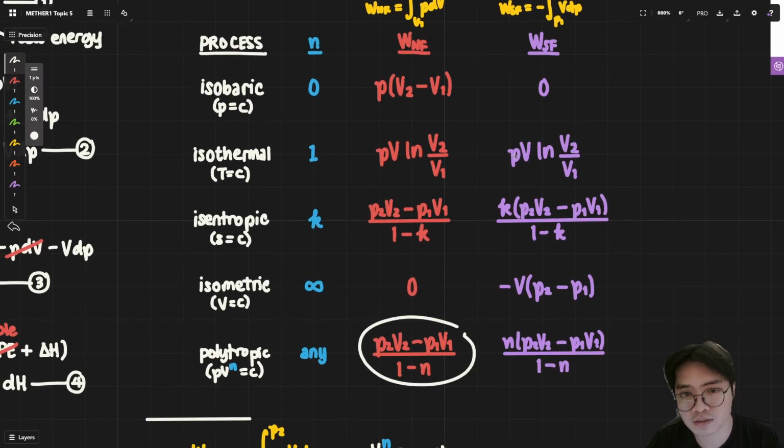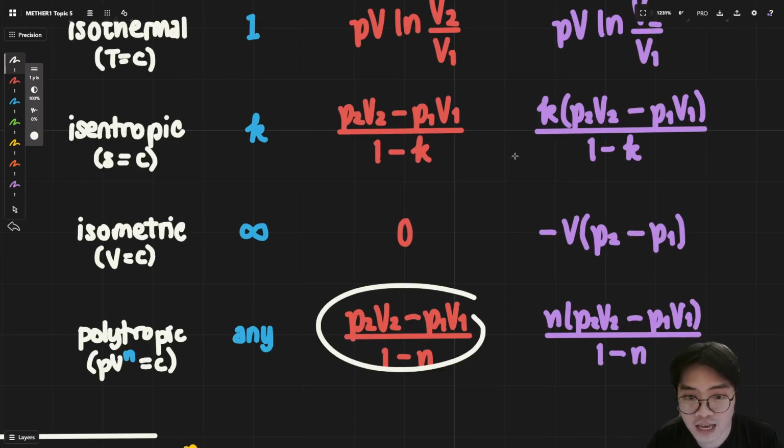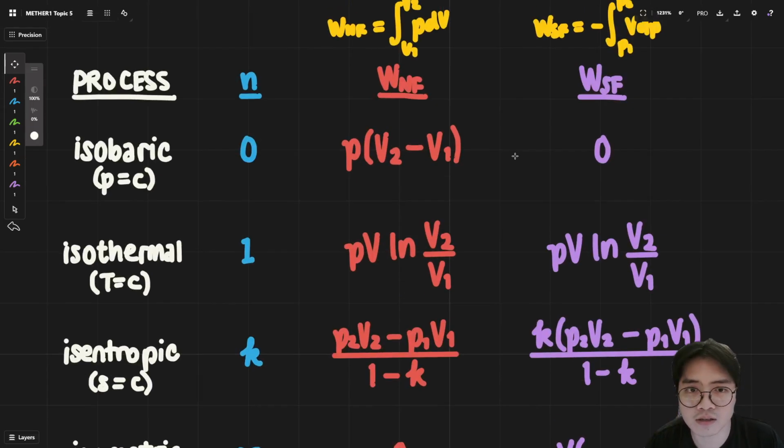Memorize this and this. Why? Because this actually takes care of everything. If this is an isobaric process, your n is 0, and this is your isobaric process. It's just that the P2 and the P1 are the same, so you can group it out. This is your isobaric process.